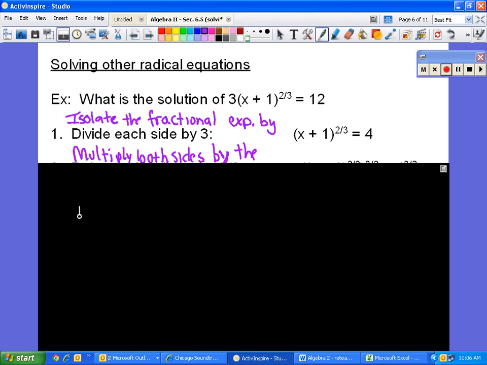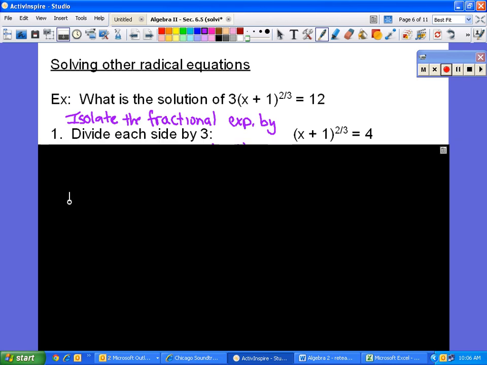So we're going to isolate the fractional exponent by dividing each side by 3. So I divide this by 3 and 12 by 3. It gives me the same thing on the left without the 3. 12 divided by 3 is 4.